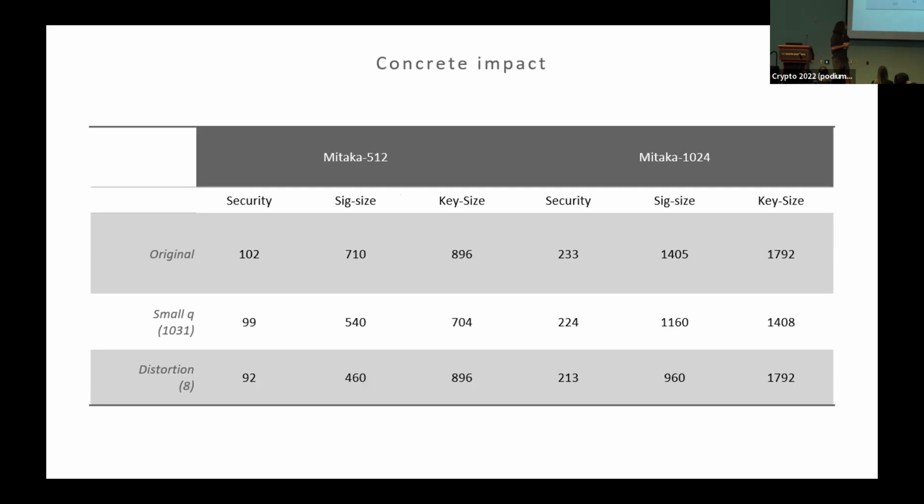It also applies to the variant of Falcon we presented at Eurocrypt in 2022, so Mitaka, where we start from a signature size of 710 bytes, and we can reduce it using exactly the same technique to 460 bytes, and same for Mitaka level 5.